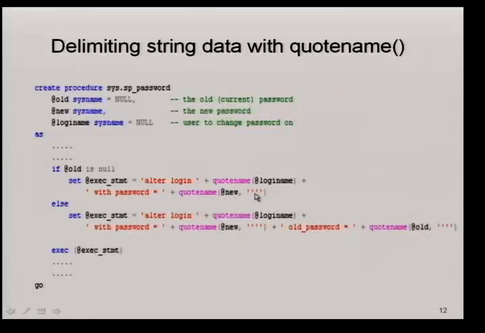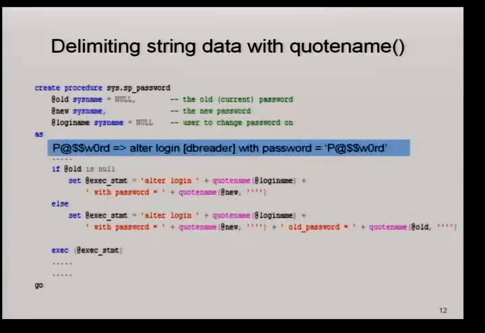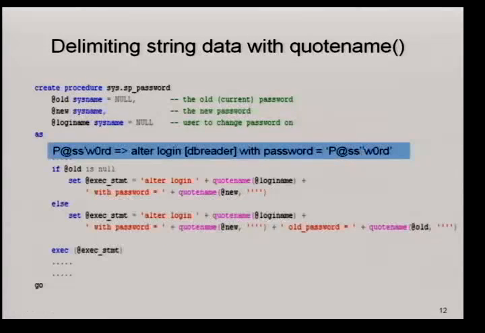And because we have two single quotes here, basically it's a single quote character. So if you pass password as the password for this, the statement that gets formed is ALTER LOGIN dbreader, look at the delimiters, WITH PASSWORD equals single quote, that's the beginning delimiter, and this is the ending delimiter, and that's the password. But if you have any single quotes within the password, QUOTENAME is going to double them up. So you can use the QUOTENAME function to delimit SQL identifiers, or you can also use it on string data.